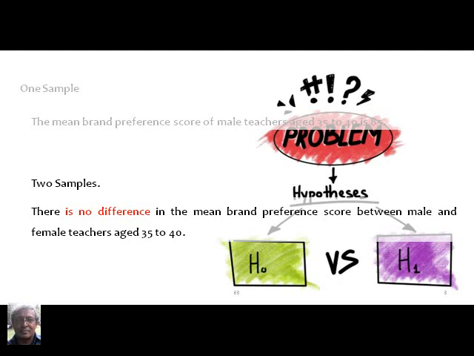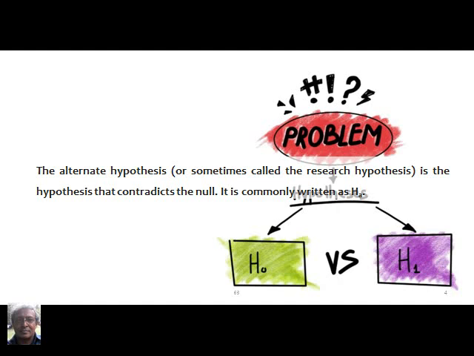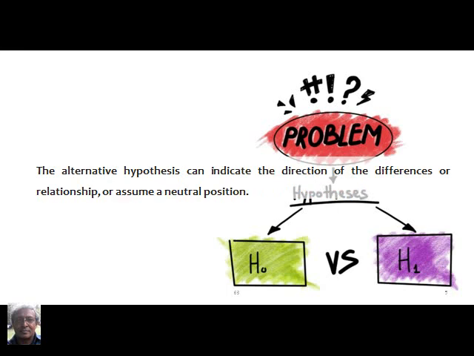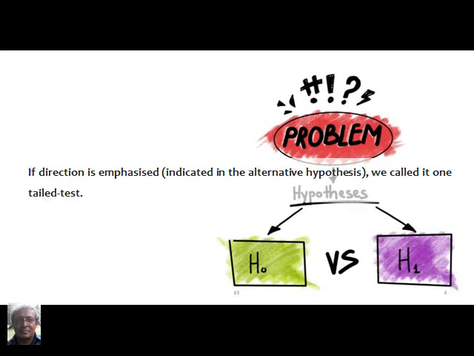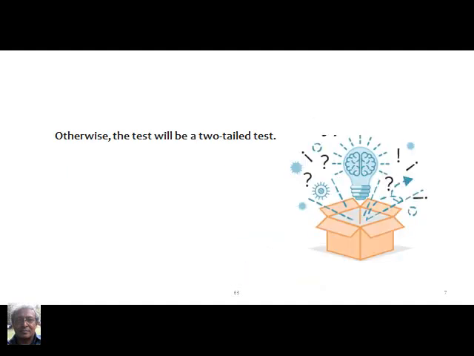The alternate hypothesis, or sometimes called the research hypothesis, is the hypothesis that contradicts the null. It is commonly written as HA. The alternative hypothesis can indicate the direction of the differences or relationship, or assume a neutral position. If direction is emphasized in the alternative hypothesis, we call it a one-tailed test. Otherwise, the test will be a two-tailed test.